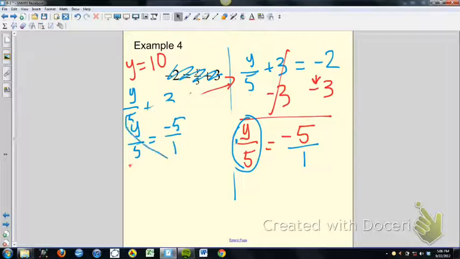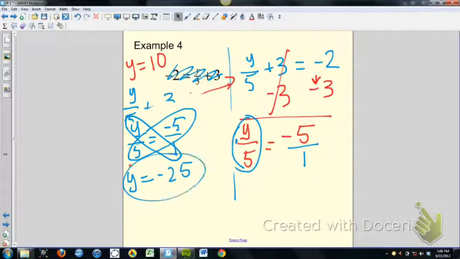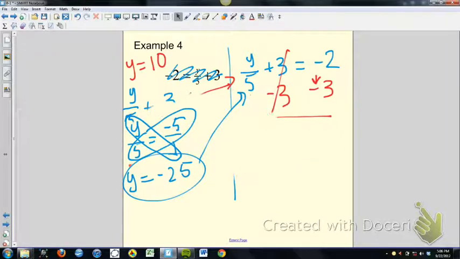Now my cross products are equal to each other. y times 1 is y, and 5 times -5 is -25. And I've solved it. That's it. y is equal to -25. And if you put that back into the equation, you would see that that works. Alright, if you don't like making things into a proportion, let's go back to this part right here.